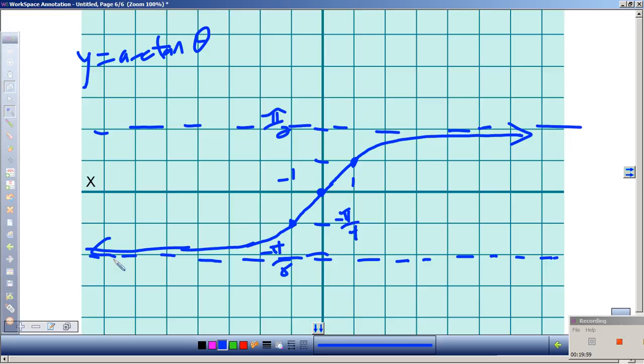Now, the hard part. Okay, I like it better. The algebra part. Who likes algebra better than graphing? Who likes the graphing better? Okay.